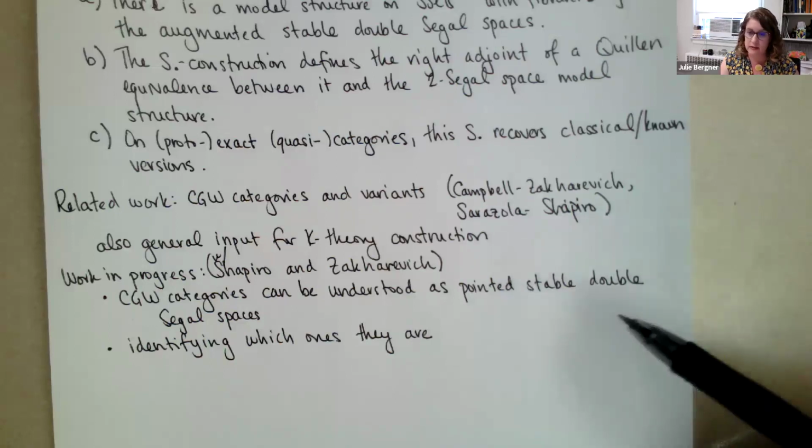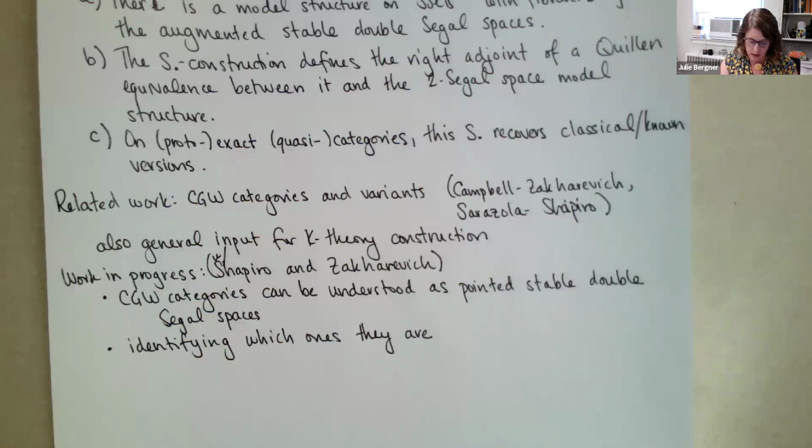but also they've got lots of nice examples. For example, the K-theory of varieties fits into this framework. And so we could say, we can understand those as nice examples of our framework as well. Okay, so that's where I'm going to stop talking about the S-dot construction for the moment. Are there any questions before I change gears?